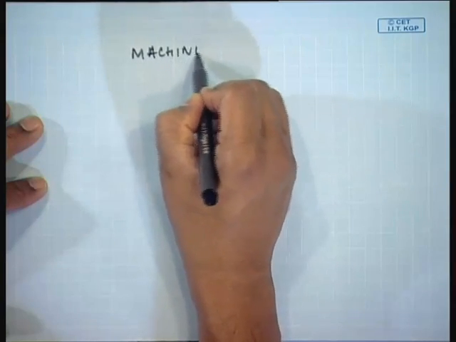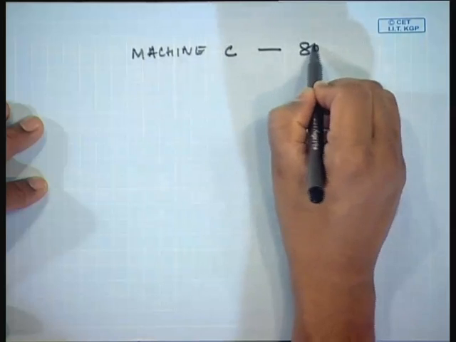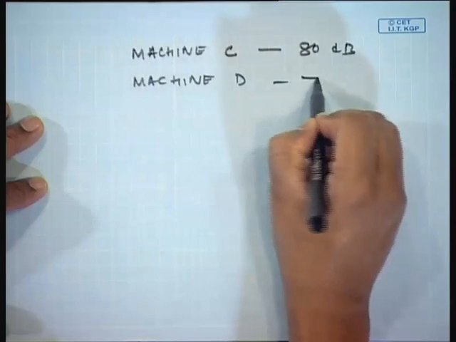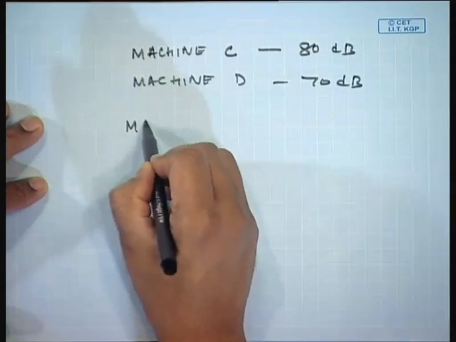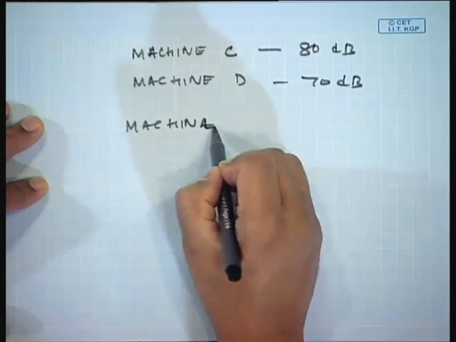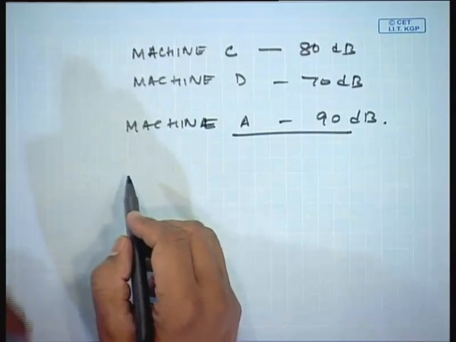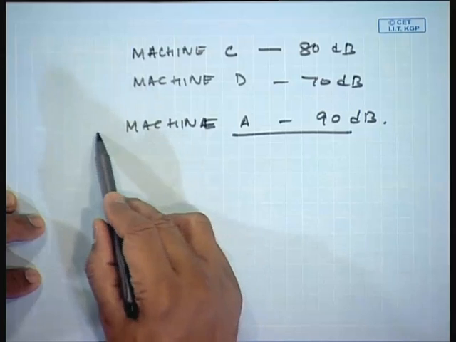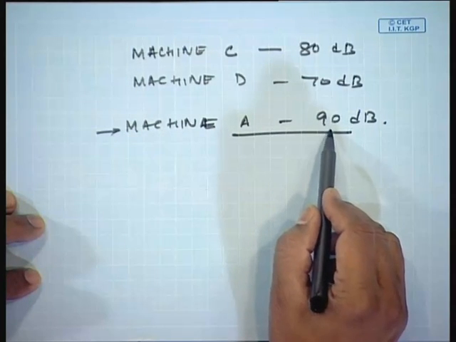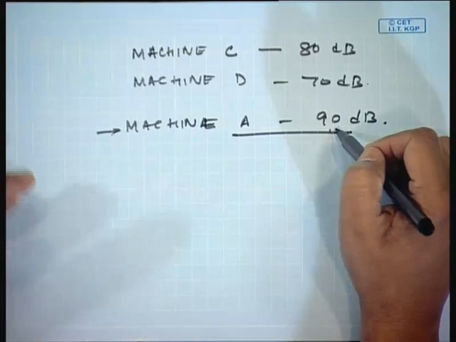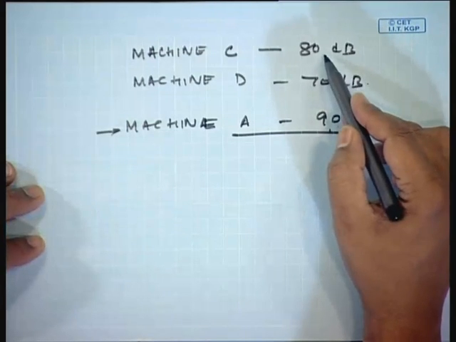Now, you would have seen from this logarithmic scale, if machine C generated 80 decibel, machine D generated 70 decibel, and machine A generated 90 decibel, the presence of machine A is so loud at 90 decibel that the presence of the 70 would only raise it by some small fraction, to about 90 point something decibels.